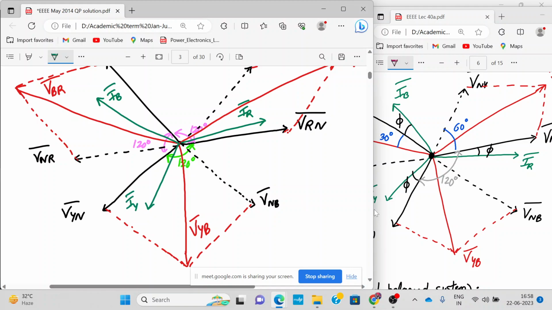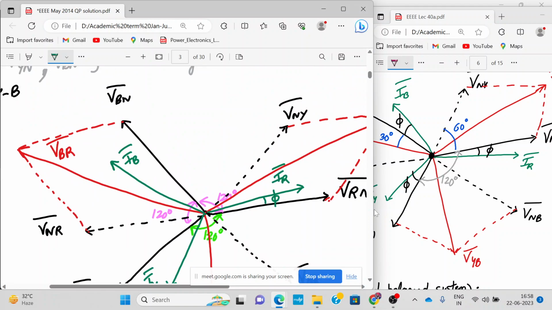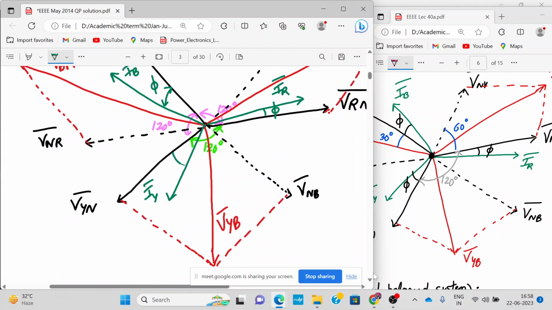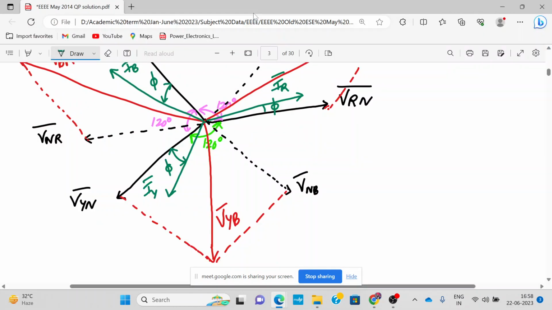The phase angle phi is between the phase current and the phase voltage. So this is phi. Let me show it to you. VBN is the phase voltage. This is phi, and this is phi. This phase angle is always between phase voltage and phase current. So this is the diagram for a leading power factor.